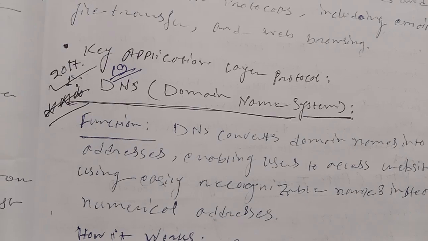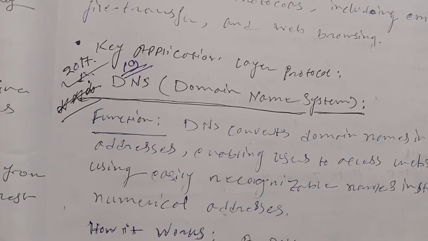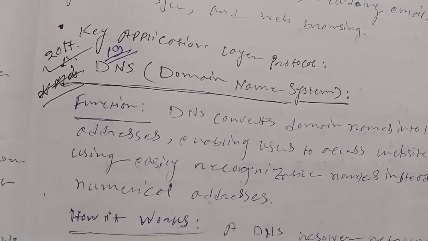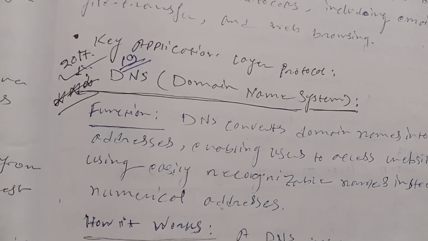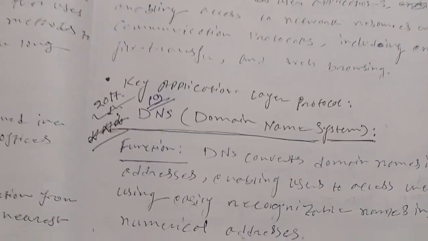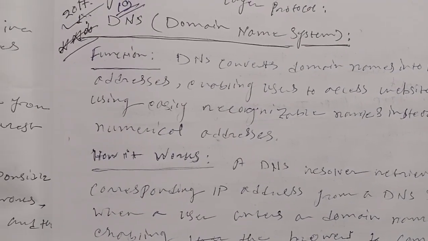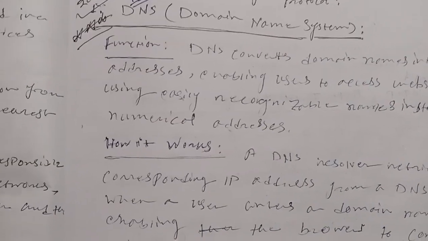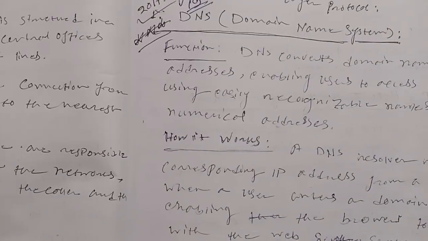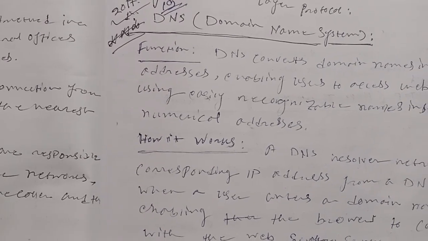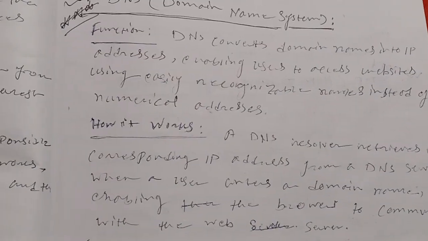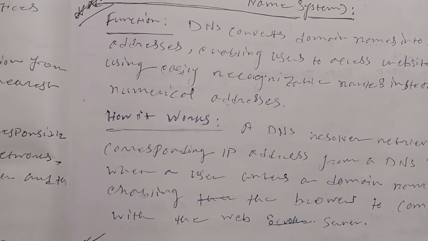Then the key application layer protocol, DNS. You might hear the name DNS. DNS means Domain Name System. Here is the function of DNS. DNS converts domain names into IP addresses, enabling users to access websites using easily recognizable names instead of numerical addresses.